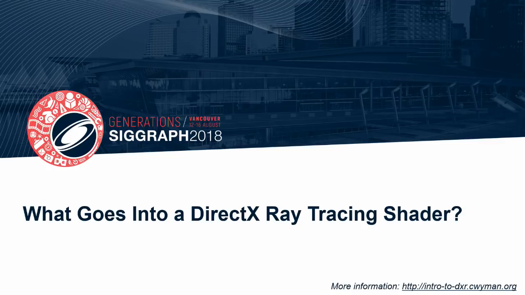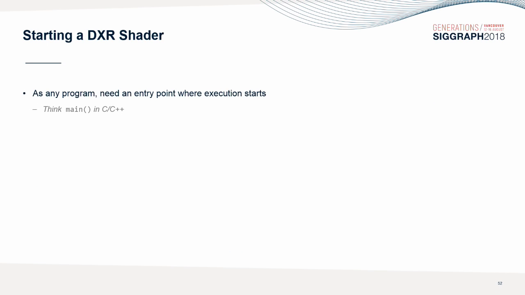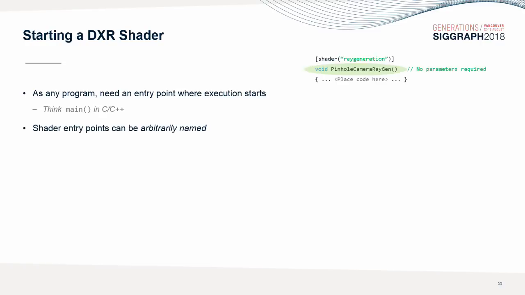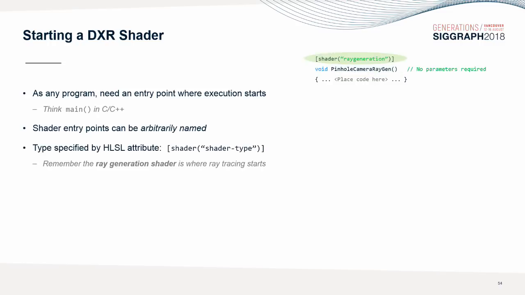All right, so what goes into one of these DX ray tracing shaders? Starting a DXR shader, you need to have an entry point, right? Just like in C, C++, you have main. In DirectX, shader entry points can be arbitrarily named, and in this case, I've named it pinhole camera raygen. Right above that is the HLSL attribute. This specifies that this is a ray generation shader, so the compiler knows, and it knows how to connect that up with the host side.